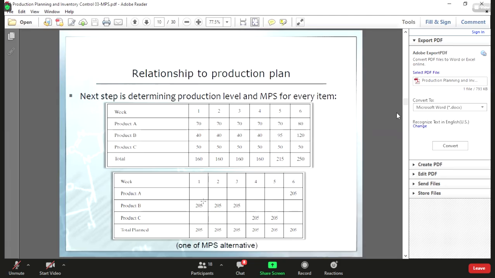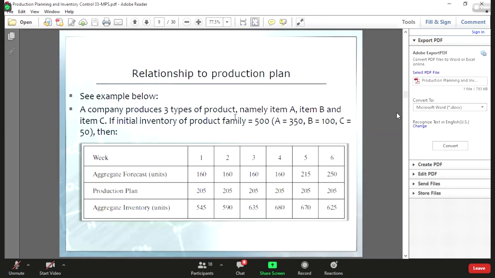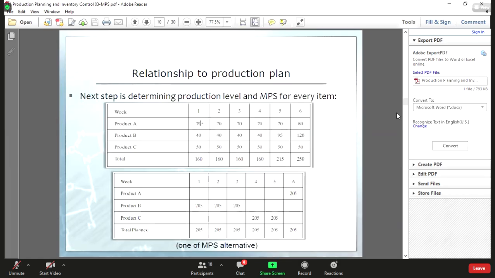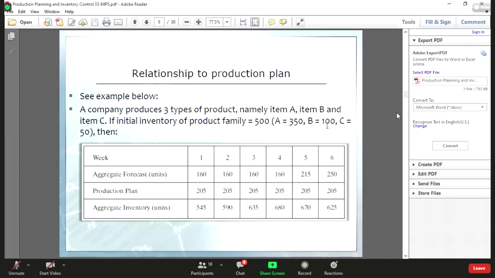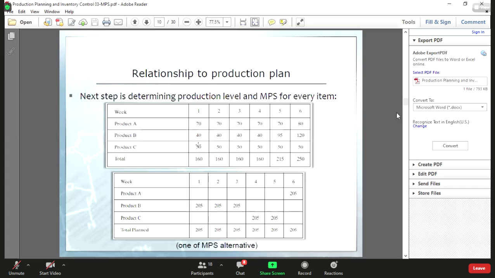Is it a good decision? Just evaluate. For product A, there are requirements of 70, but we still have stock of 350, so we can use this stock to fulfill the 70 units. So it's still okay for product A. How about product C? Because we decide not to produce product C, is it still okay? The stock of product C initially is 50, so we can use this stock to fulfill the first requirement, which is 50. So for the first period, it's still okay for product C.